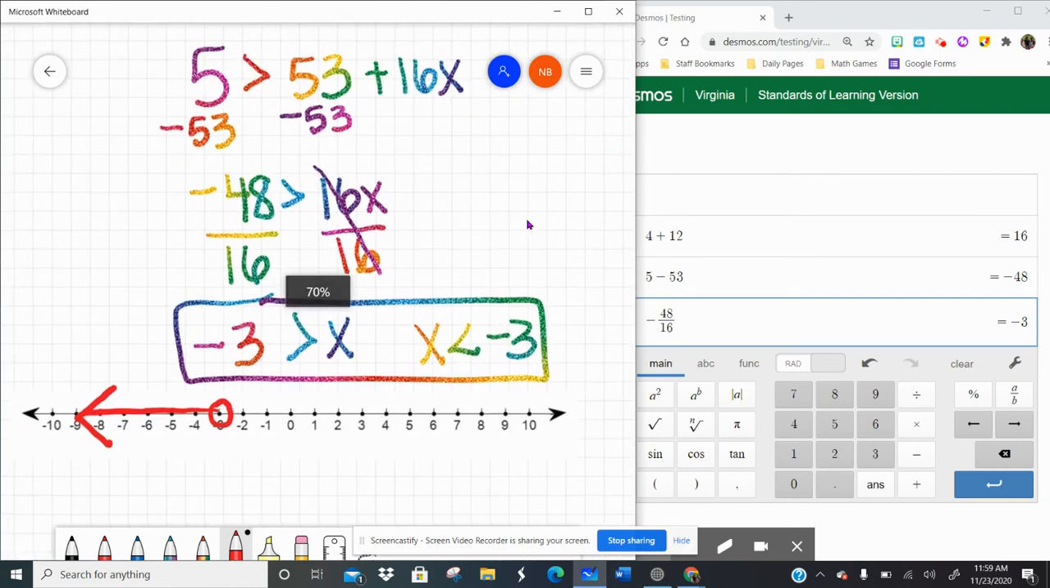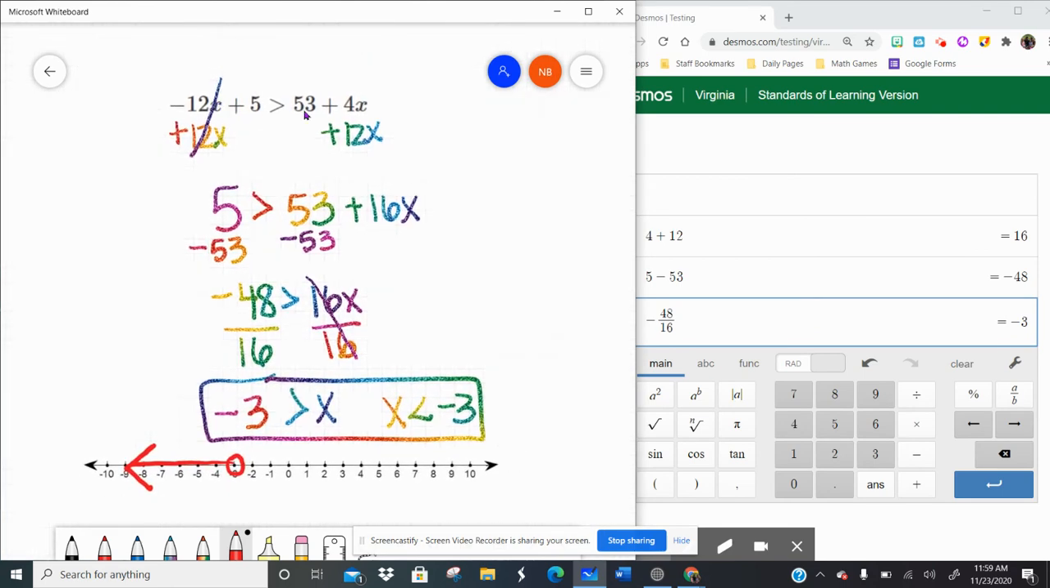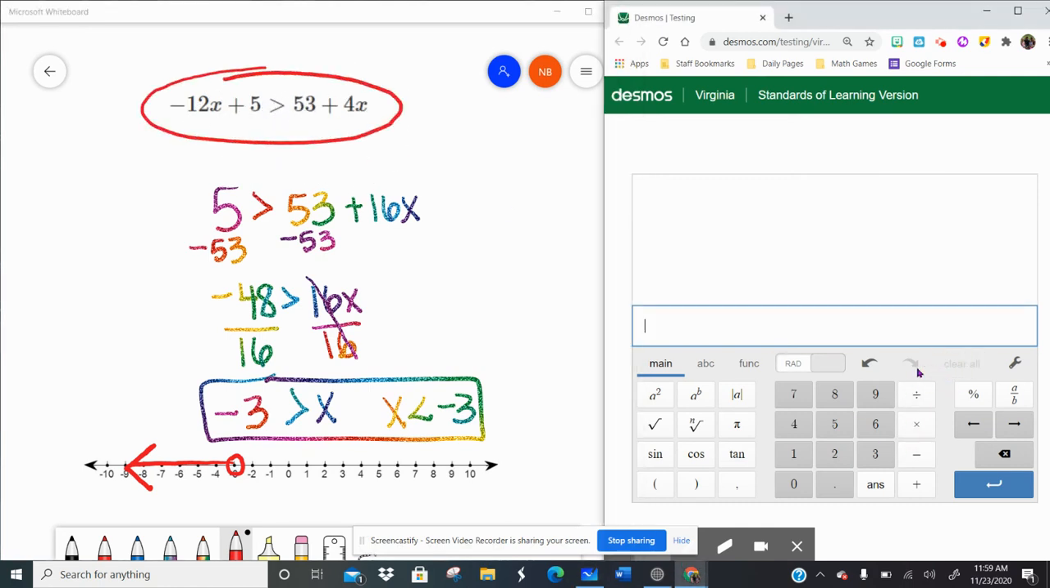Now, how do I check my work if I have variables on both sides? So let's look. Here we go. Let me erase this so we can see our original problem. So what I'm going to do in my Desmos calculator to check if I'm correct is put in both sides of that inequality. So I have -12x plus 5, and then I have 53 plus 4x. Okay, so I know that this side, the left, -12x plus 5, has to be greater than the right, 53 plus 4x, because that's what the inequality says.